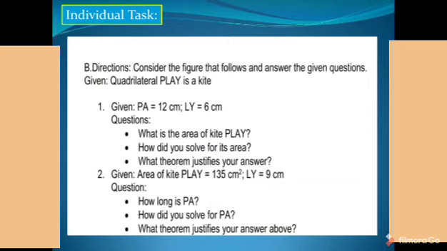With the directions, consider the figure that follows and answer the given questions. Given that quadrilateral PLAY is a kite. So 10 minutes starts now.